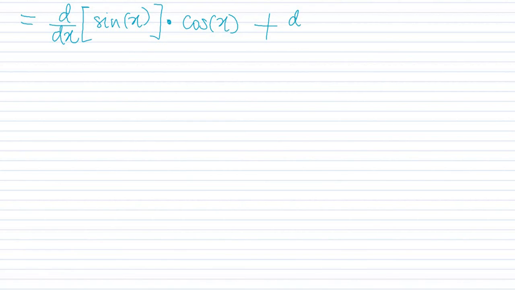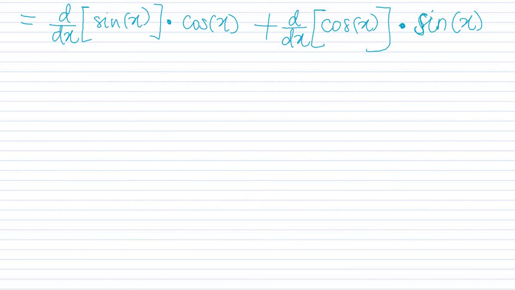So we're going to do d/dx of sine x multiplied by cosine x. I'm just rewriting what we did at the bottom. Then multiplied by the derivative of the second subfunction, cosine x, multiplied by the first subfunction, which is sine x. So we do both. Now, what is the derivative of sine x?